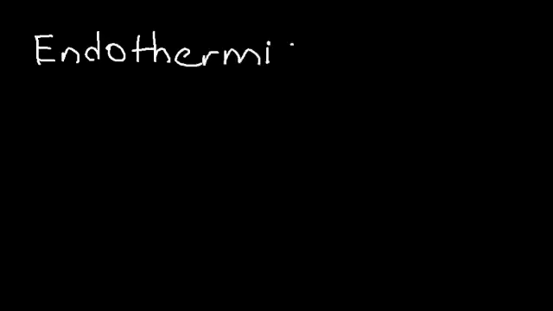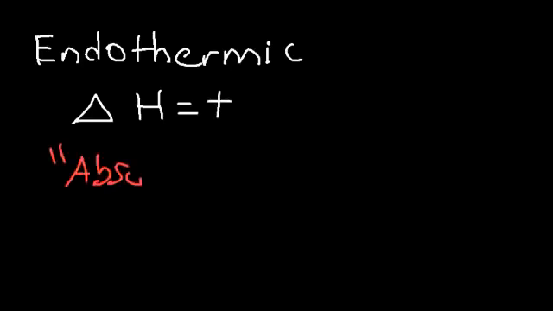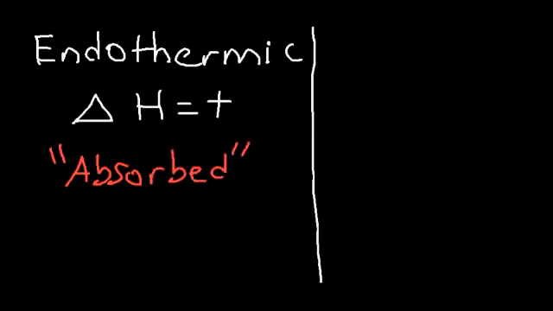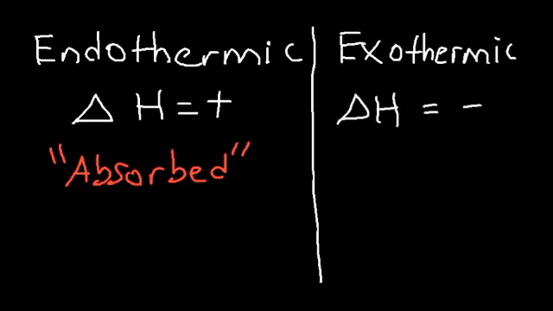In this video, we're going to talk about endothermic and exothermic reactions. So, in an endothermic reaction, delta H, the enthalpy change, is positive. Heat energy is absorbed by the system. Now, in an exothermic reaction, it's the reverse. In an exothermic reaction, the change in enthalpy is negative and heat energy is released from the system into the surroundings.